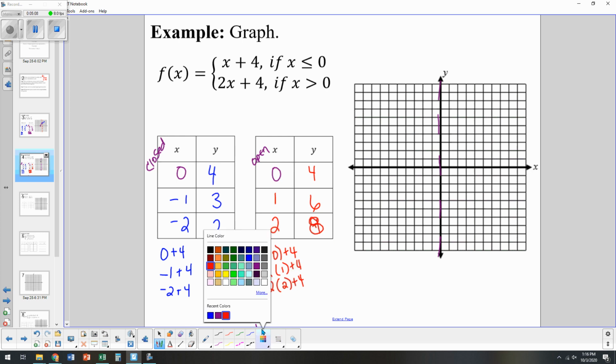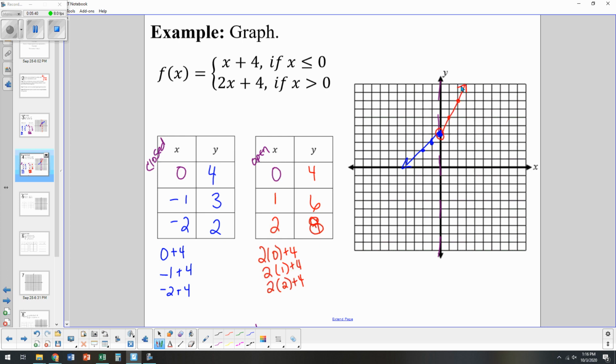I can graph each of these now. So I have the point 0, 4, and that's closed. I have negative 1, 3, and negative 2, 2. So there's one line. For my other one, I have 0, 4 again, and it's open. I'm just going to show open around it. That's fine. Then I have 1, 6, and 2, 8.